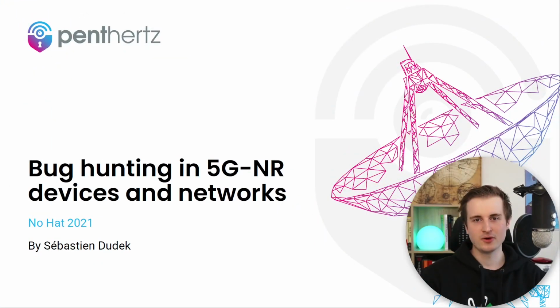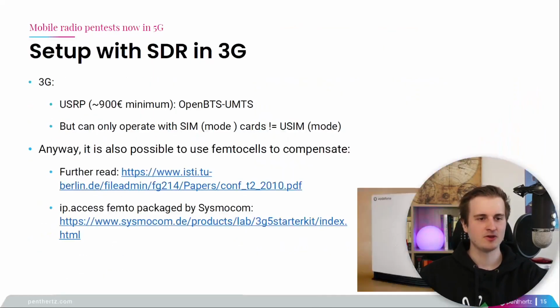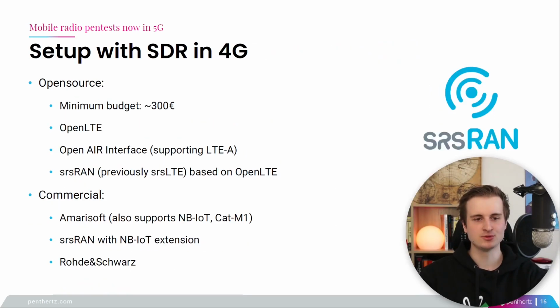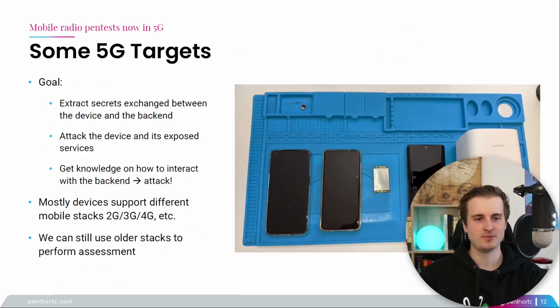So this year at NoHat, I presented bug hunting in 5G devices and networks, and as promised, I wanted to give you some more details about that. You have probably just seen that, for the 5G SA networks, I'm using an Amarisoft gNB, and with this gNB, I'm able to trap some devices, some targets that are here, especially targets that support the SA mode, right?